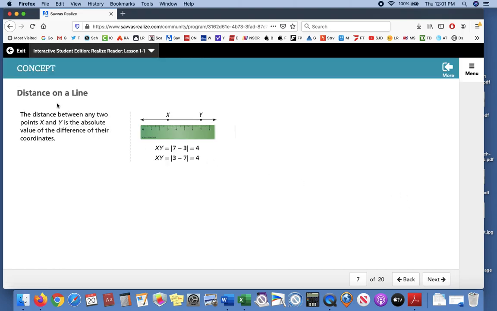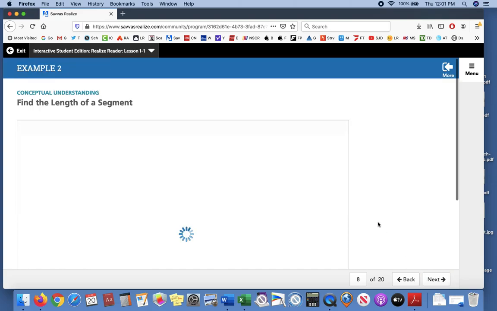Distance on a line. The distance between any 2 points, X and Y, is the absolute value of the difference of their coordinates. Now, why do they say absolute value? Well, if you were to subtract 3 minus 7, you get -4. You can't have a negative length of something. Everything has a positive length. So that's why it's the absolute value. So if you go 3 minus 7 and get -4, take the absolute value of that. The length is 4. The easier way for me is the larger number minus the smaller number, 7 minus 3. Just be careful, because if one of them is a negative number, you need to have the skills to subtract negative numbers.